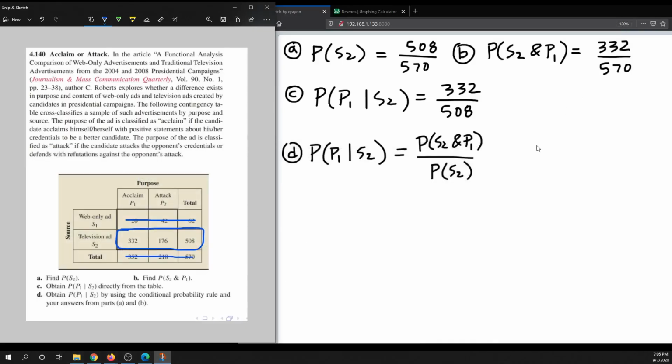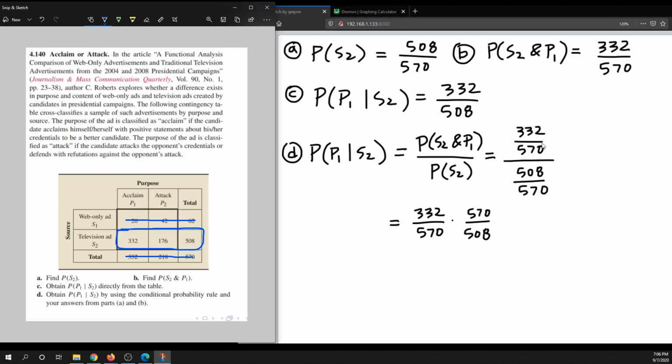All right, and you can see that those are probabilities that we've already calculated. Up here, we calculated the probability of S2 and P1 in part B. So that number would go on top, 332 over 570. On the bottom we would have the probability of S2, which is 508 over 570. So you can see there we have a complex fraction. That is a fraction that has a fraction in its numerator and denominator. You can simplify a complex fraction by just doing fraction division. I have one fraction on top divided by the other fraction on bottom. The rule to do that is to flip the bottom one over, the one you're dividing by, and change it to multiplication.